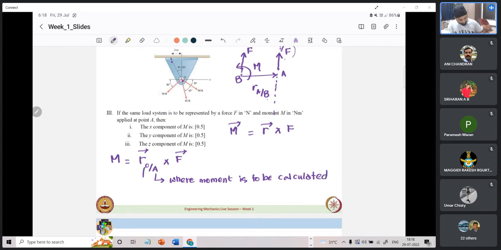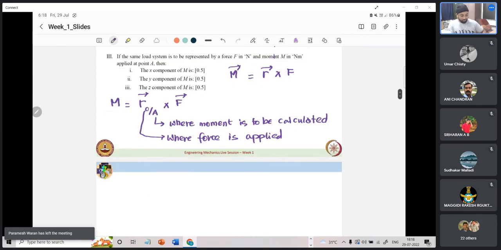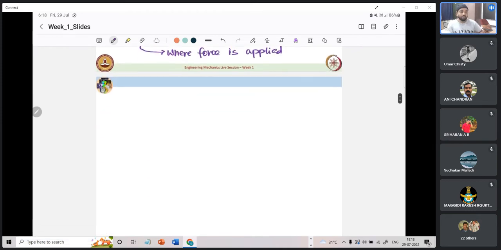What is the top index where force is applied? So in our case, force is applied at O. Just now we calculated the position vector of A with respect to O, which comes out to be minus 2 I cap plus 4.29 J cap plus 0 K cap.